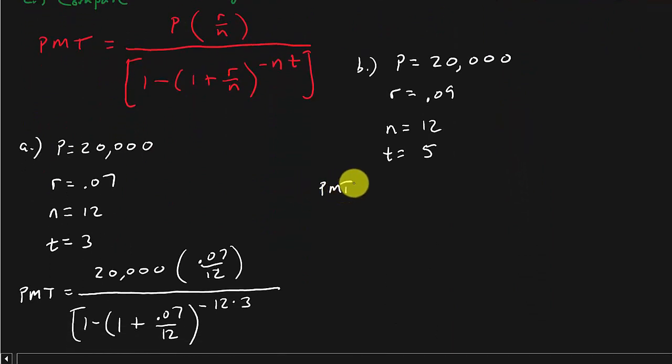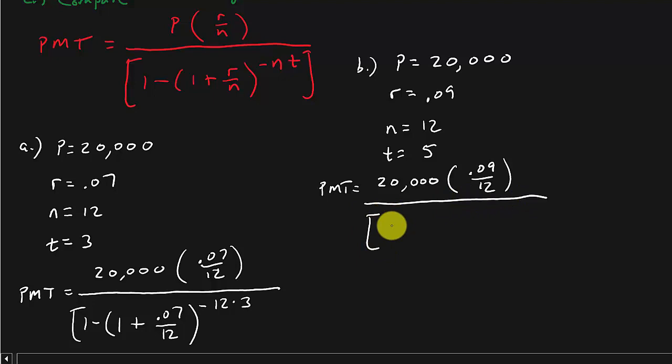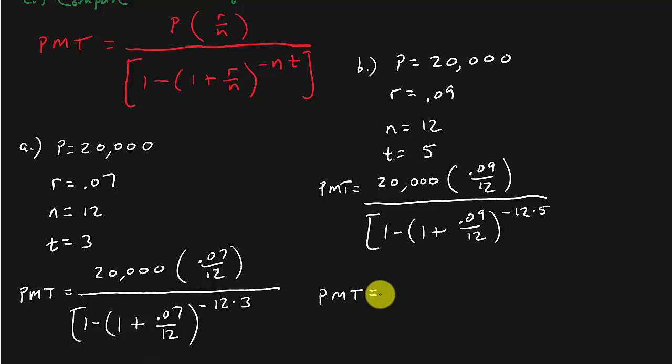So now we plug it into the formula. My payment is going to be 20,000 times R over N, so that's 0.09 over 12, divided by 1 minus 1 plus R over N, so that's 0.09 over 12 raised to the negative N, which is 12, times T, which is 5. When I calculate that, my payment is going to be about $415.